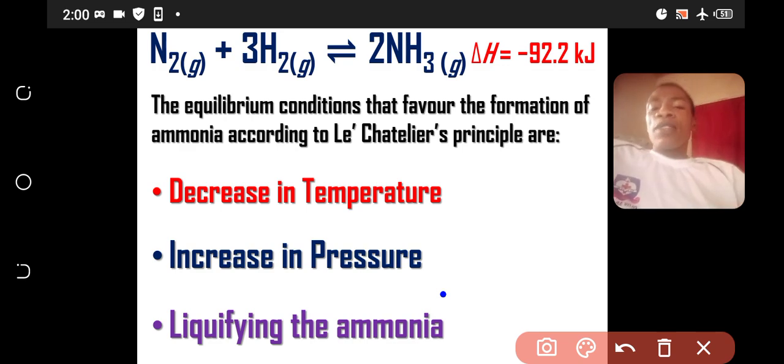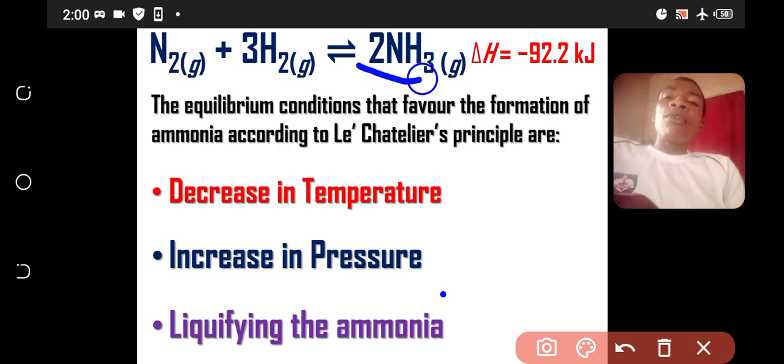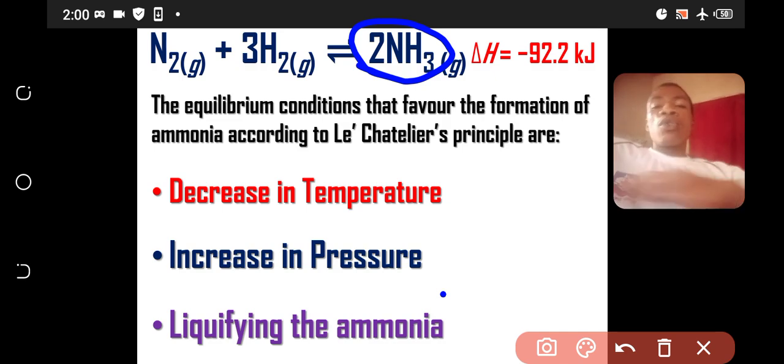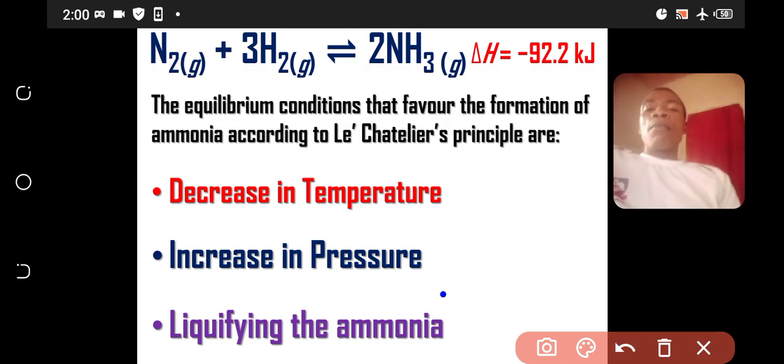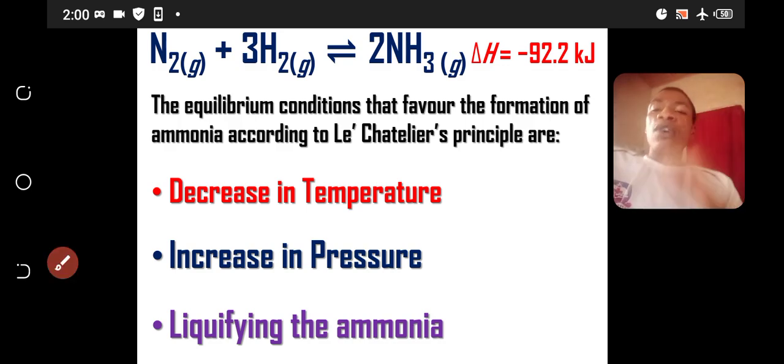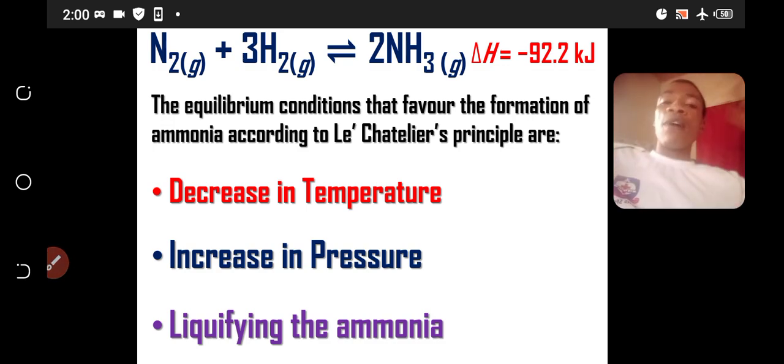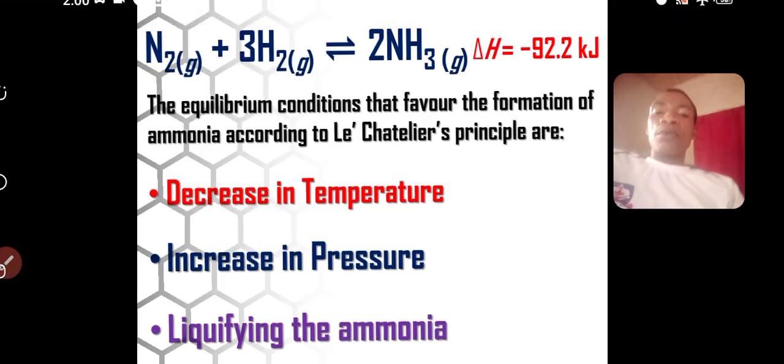Then finally, you can liquefy the ammonia. When you remove the ammonia by liquefying it as it is being formed, there will not be ammonia to decompose back into nitrogen and hydrogen. So you can be sure that most of the products formed will be ammonia. So these are the conditions that we use to favor the formation of ammonia by Le Chatelier's principle.